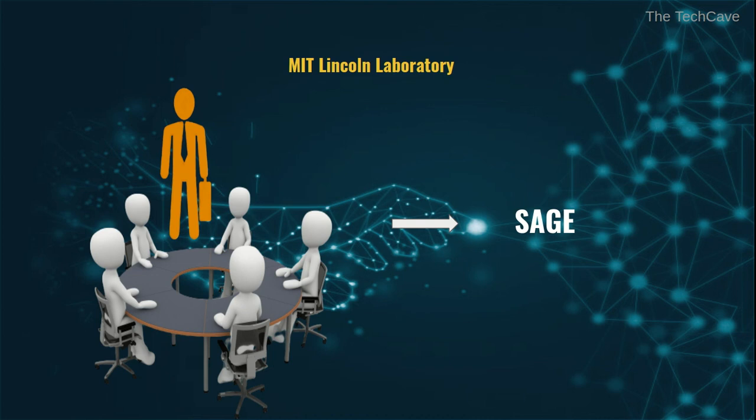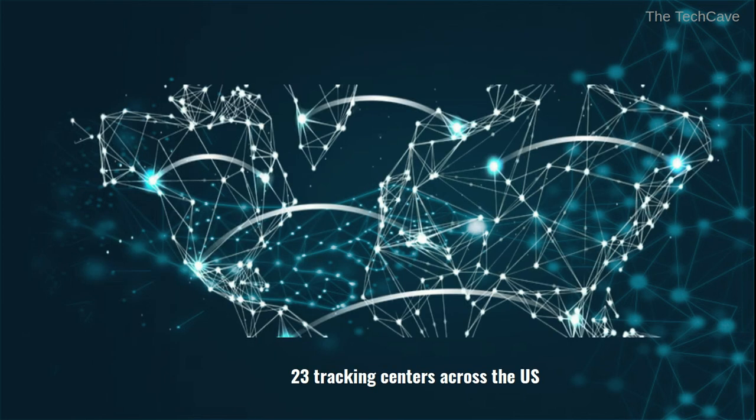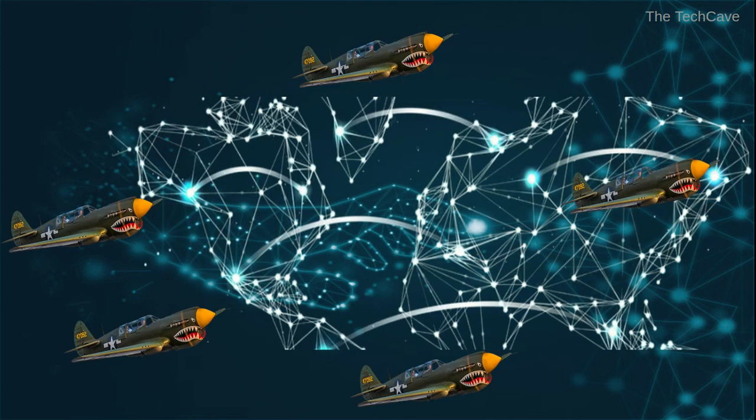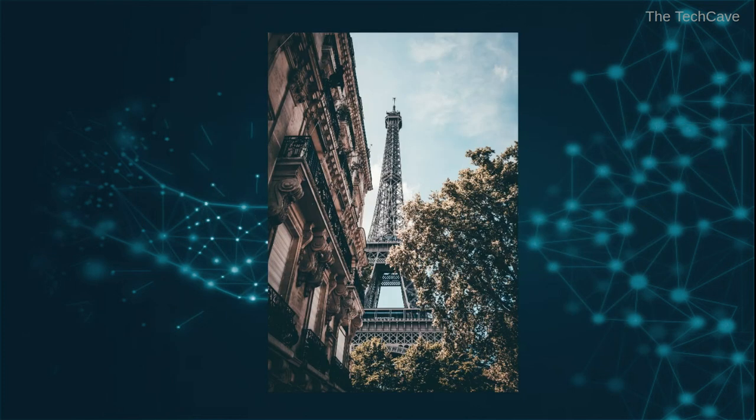Using long-distance phone lines, SAGE was able to connect 23 tracking centers across the United States, and it was able to disseminate information on up to 400 fast-moving planes at once. This system was too complex and needed to enable its users to have instant interactions with its computers. And by the way, SAGE is pronounced sage in French, which means wise.